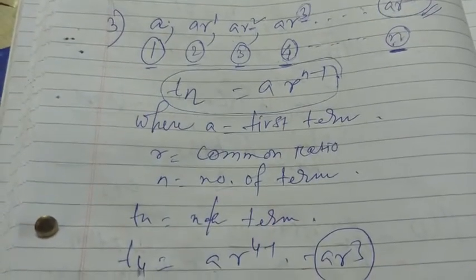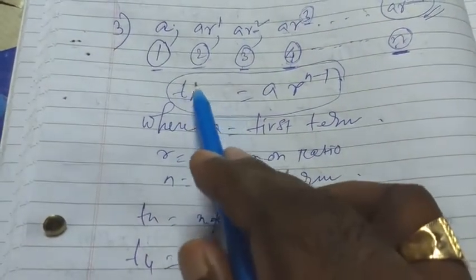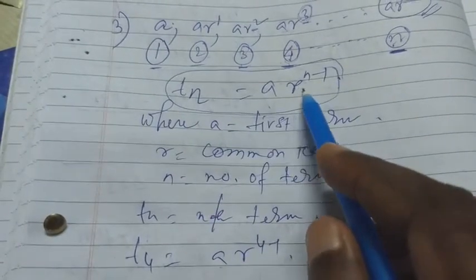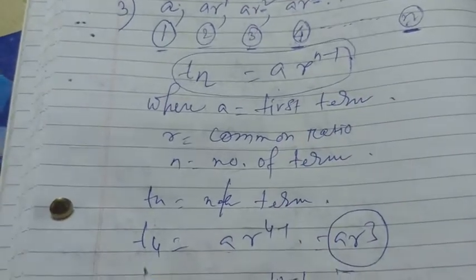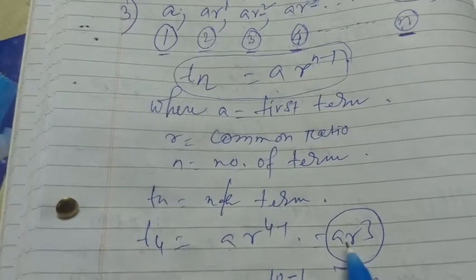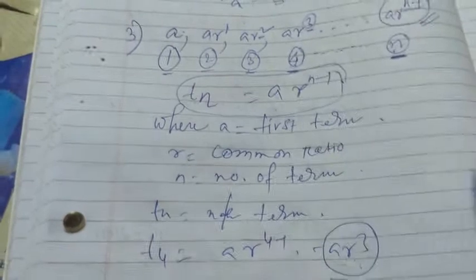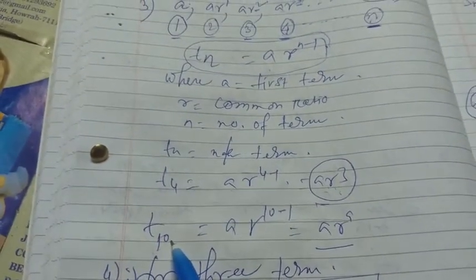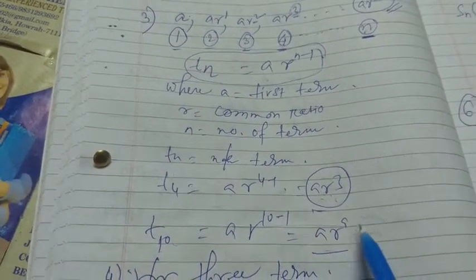And see, in the formula, if in place of n we put 4, meaning the fourth term, we can put in this number 4 minus 1, this is 3. So the fourth term means A into R to the power 4 minus 1, that is, A into R cube. This is the fourth term. Okay. And the 10th term, T suffix 10, is A into R to the power 10 minus 1, A into R to the power 9. This is the 10th term.